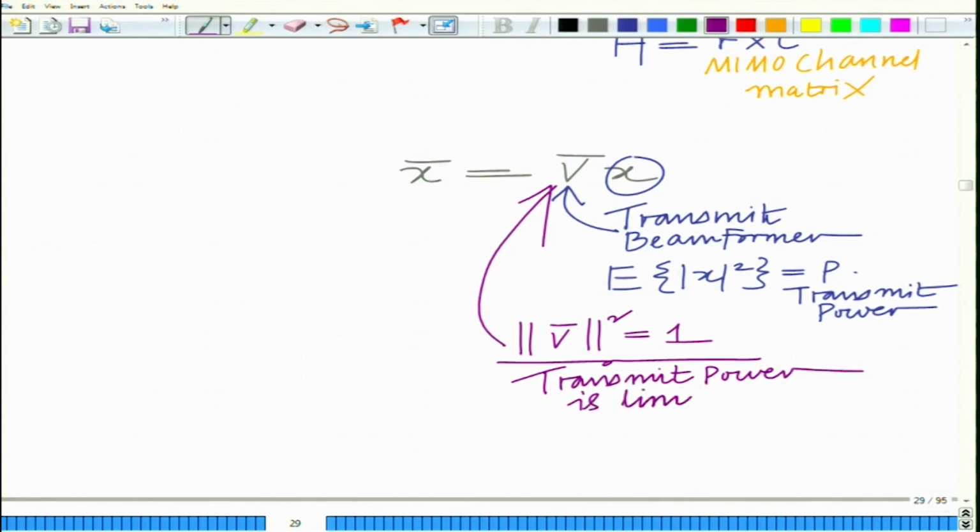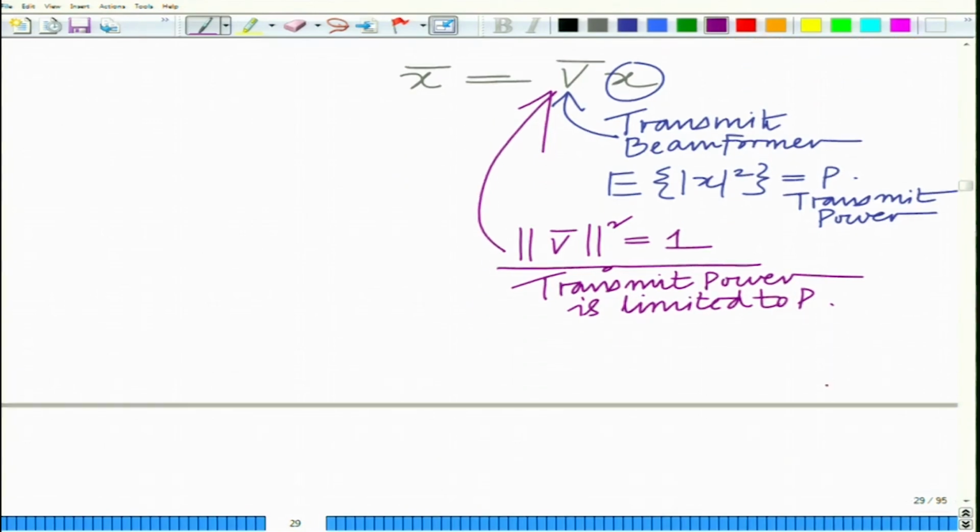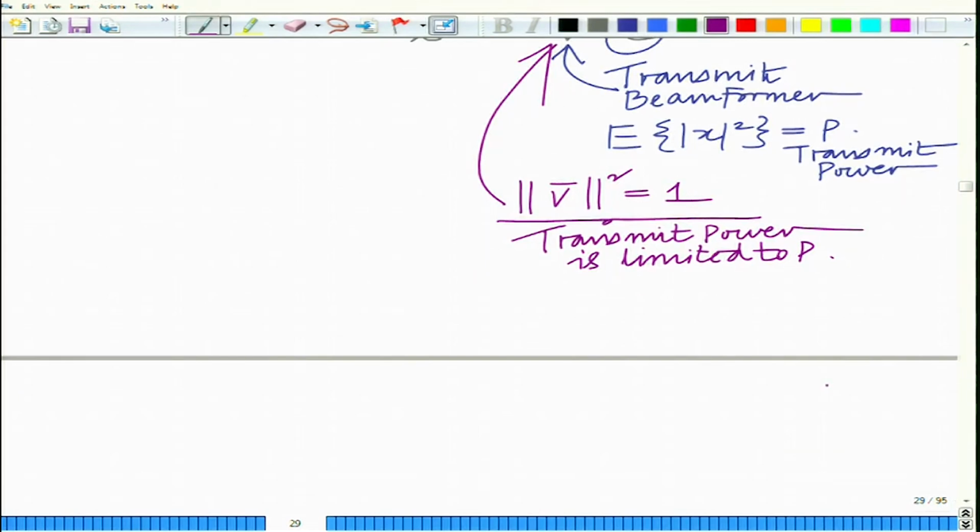This limits the power that has to be transmitted, and is also known as the transmit power constraint. So norm V bar squared equals 1. This constraint is to limit the transmit power. We want to limit it to a unit norm beamformer.